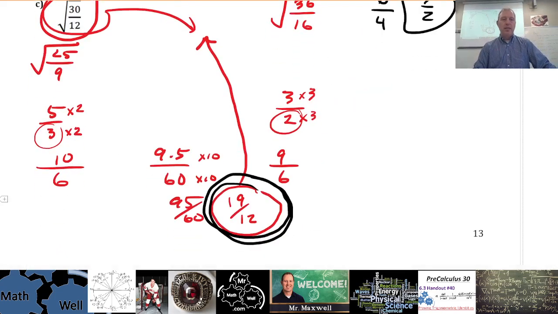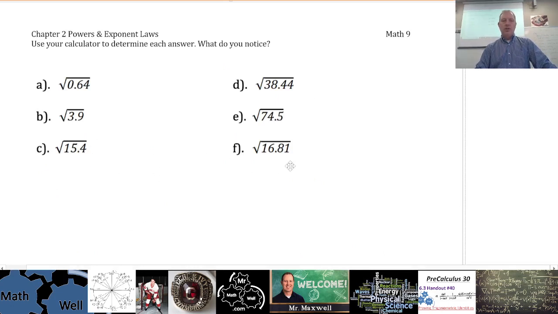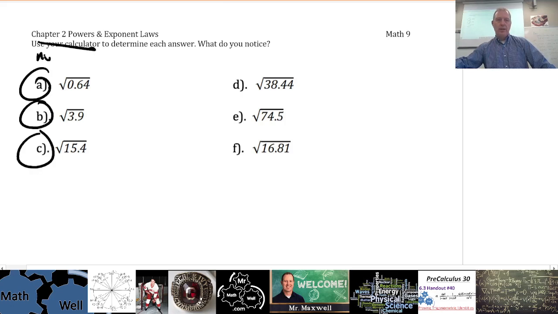Okay, so the next page, what I want you to do is do these on your own. Use your calculator to determine each answer. What do you notice? I would like you to try not to use your calculator for some of these. For A, B, and C, don't use your calculator. No calc, okay? And then check. These ones are optional. You can try to do this without your calculator, see how close you can get, and then check. But anyways, also consider this question, what do you notice? We'll talk about that in a few minutes.